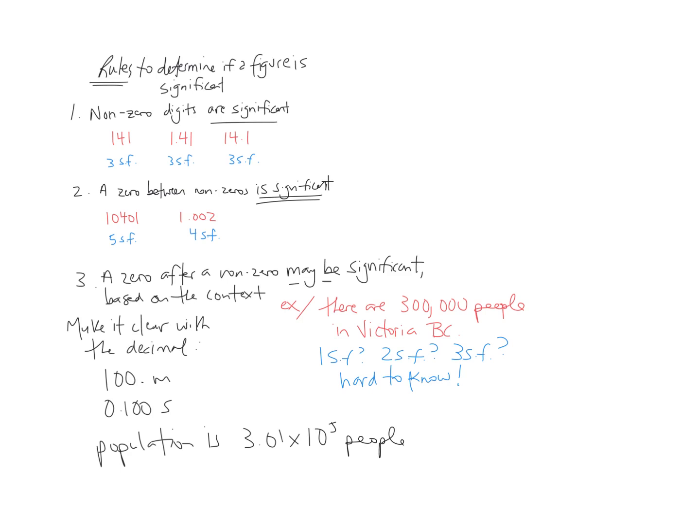All right, so here are the rules to determine whether or not a figure is significant. Follow along with these 3 basic rules, and that'll get you most of the way there. The first rule is that non-zero digits are significant. Any non-zero digit is always significant. In the case of 141, you've got 3 significant figures. 1.41 also has 3 significant figures. And 14.1 is 3 significant figures. We've written each non-zero digit, and that makes it significant unto itself. Anything not written is not significant.